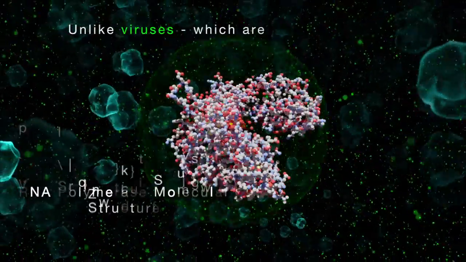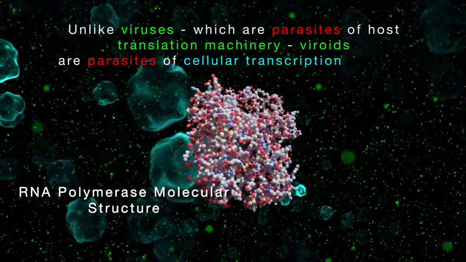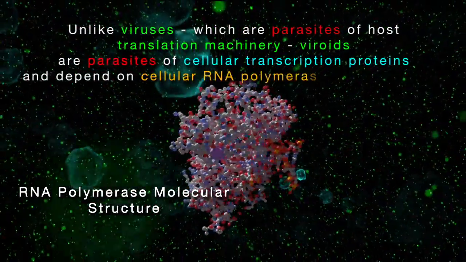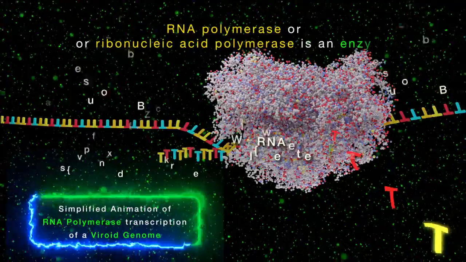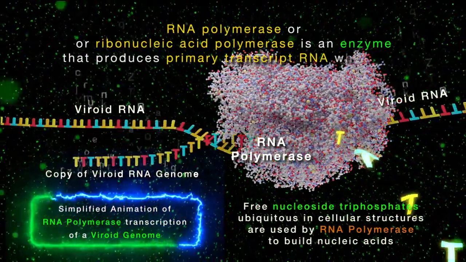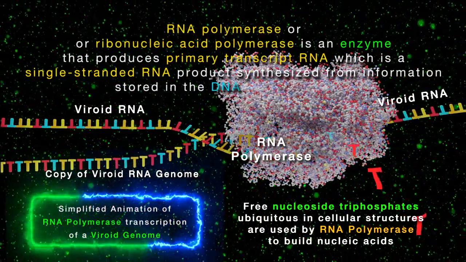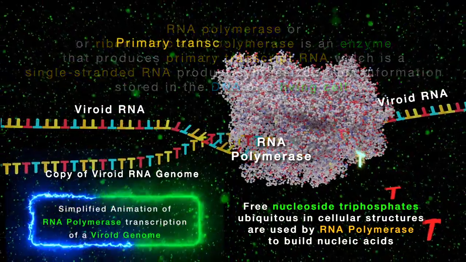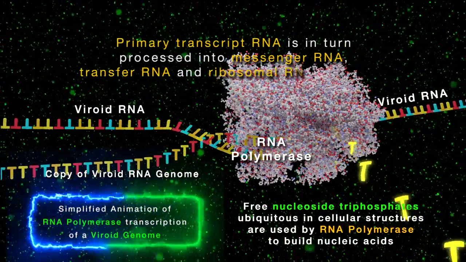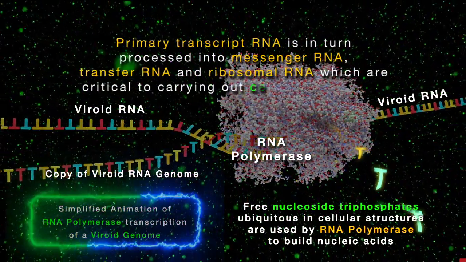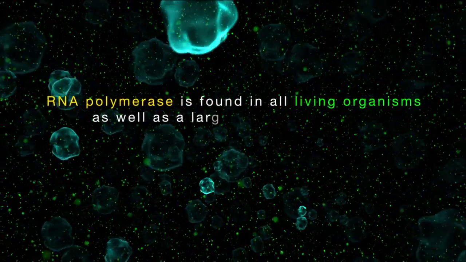Unlike viruses, which are parasites of host translation machinery, viroids are parasites of cellular transcription proteins and depend on cellular RNA polymerase for replication. RNA polymerase, or ribonucleic acid polymerase, is an enzyme that produces primary transcript RNA, which is a single-stranded RNA product synthesized from information stored in the DNA of a living cell. Primary transcript RNA is in turn processed into messenger RNA, transfer RNA, and ribosomal RNA, which are critical to carrying out cellular processes.